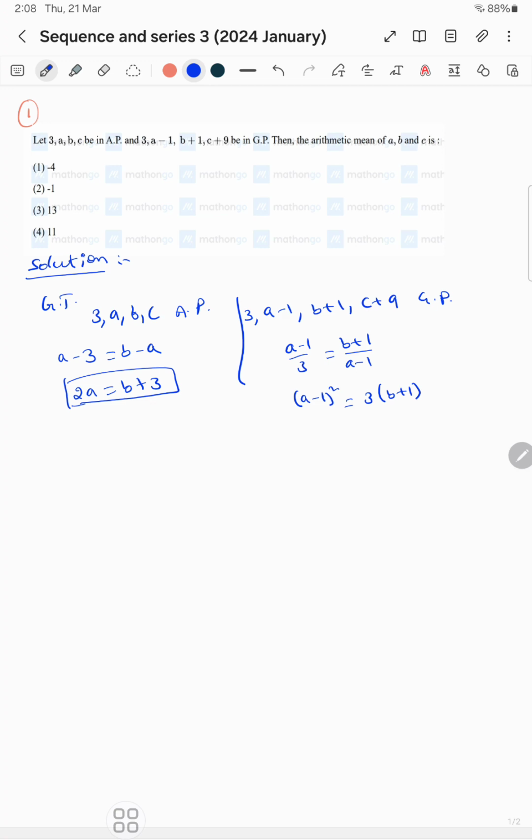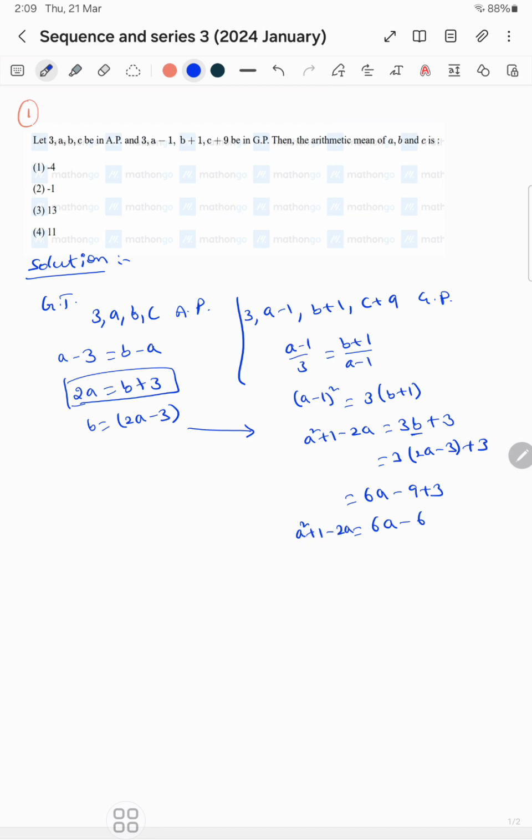So now here a minus 1 whole square. So from here b plus 3, so b is equal to 2a minus 3. So here we substitute. So a square plus 1 minus 2a is equal to 3b plus 3. So 3 into 2a minus 3 plus 3. From here I substitute this b value. So 6a minus 9 plus 3, so 6a minus 6. So a square plus 1 minus 2a.